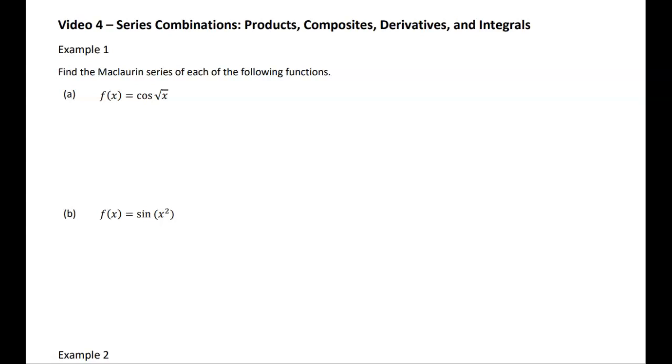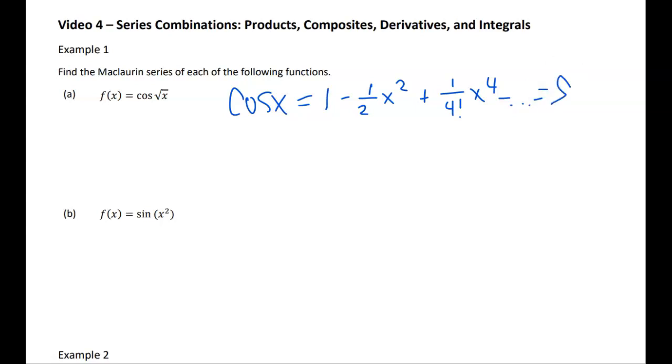All right, so this video is going to be over how we can use series to help us do other things in calculus. So the first example is how we can do composites and then figure out the Maclaurin series for that function. So our cosine overall Maclaurin series is 1 minus 1/2 x squared, plus 1 over 4 factorial x to the 4th. And this goes on and on and on.